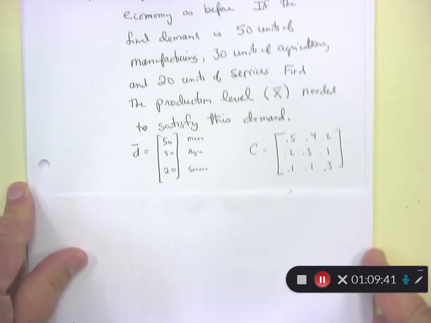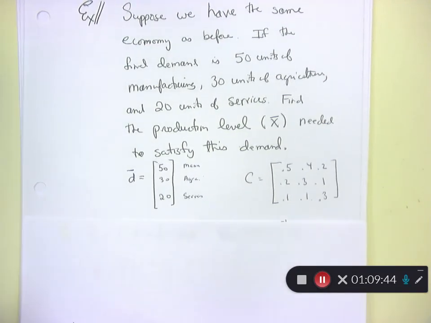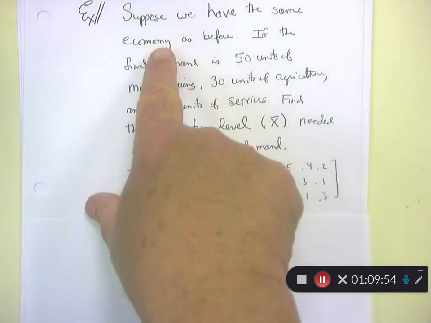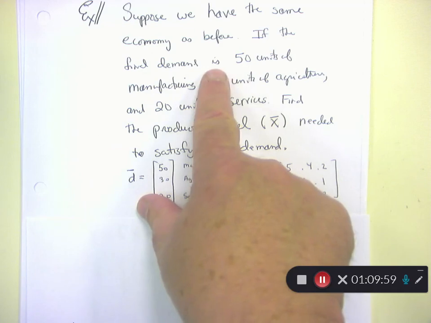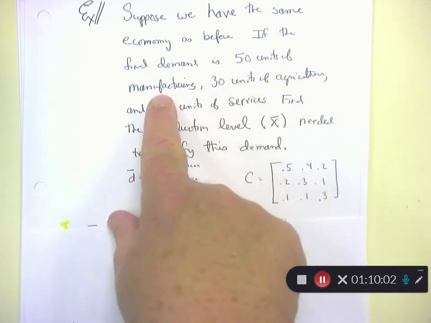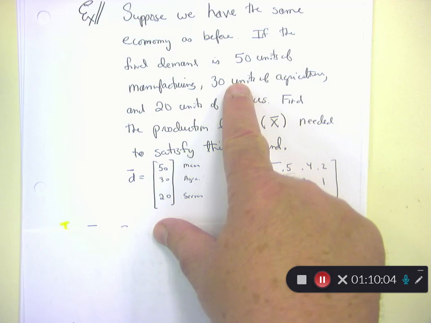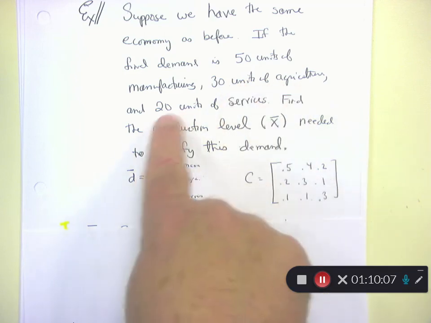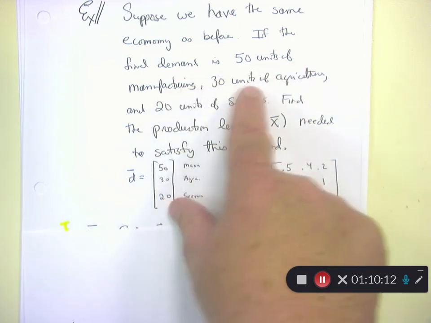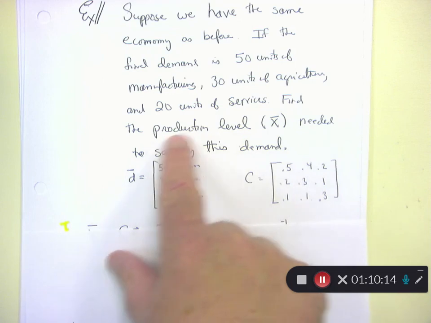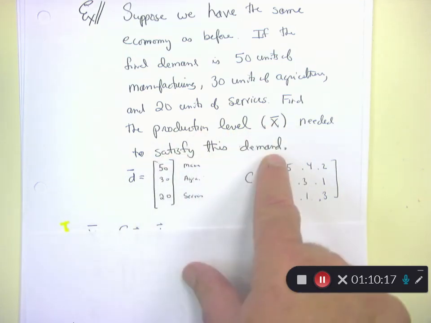Based upon what I gave you, and all that is what I would give you on a test or any kind of question. So here it is. Suppose we have the same economy as before, and the final demand is 50 units of manufacturing, 30 units of agriculture and 20 units of service. Find the production level X that needs to satisfy this demand.